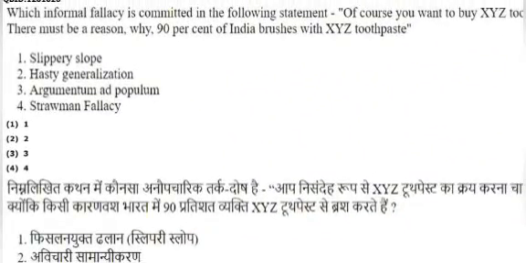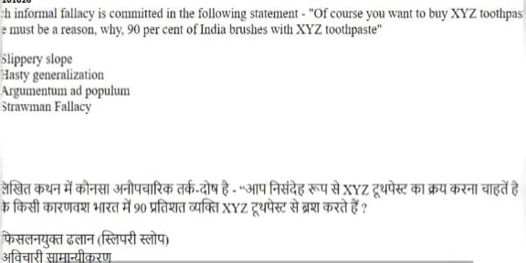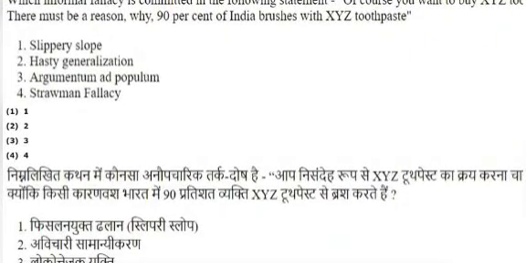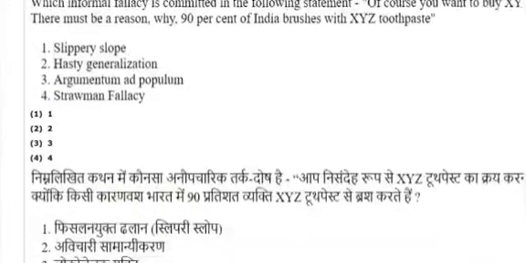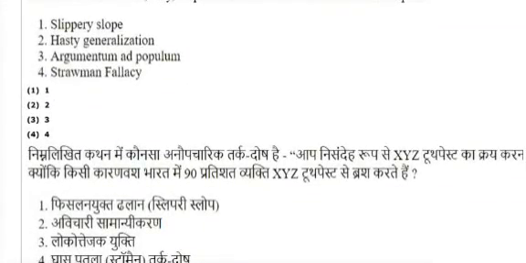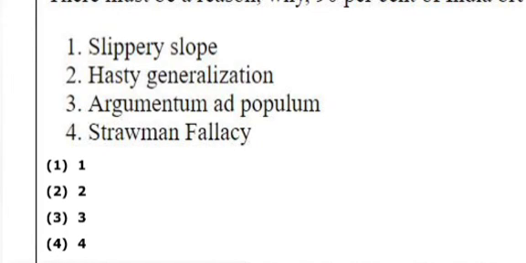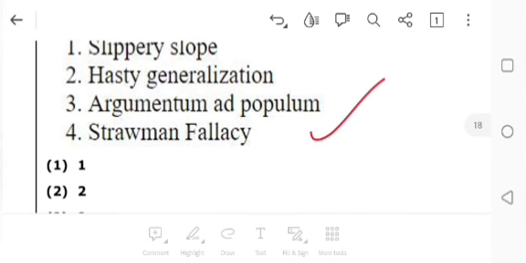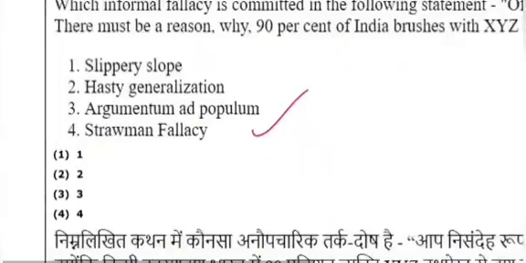26. Which informal fallacy is committed in the following statement? Of course you want to buy XYZ toothpaste. There must be a reason why 90% of India brushes with XYZ toothpaste. So 26. Options are like this: slippery slope, hasty generalization, argumentum ad populum, strawman fallacy. It will be argumentum ad populum. I don't know what it means. If you know, then you can comment.